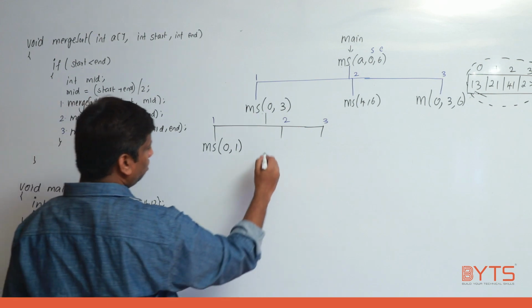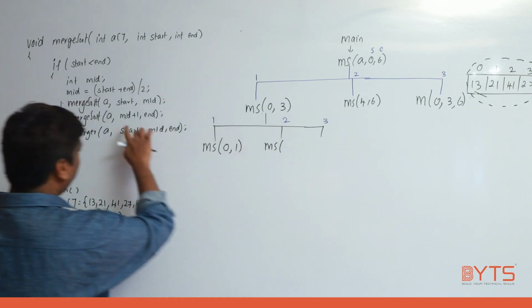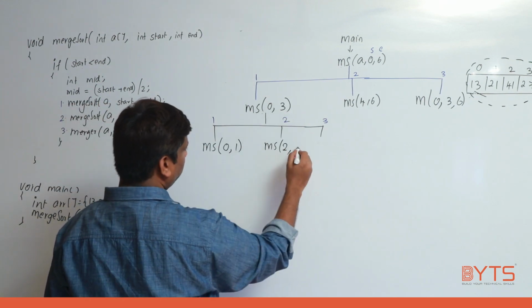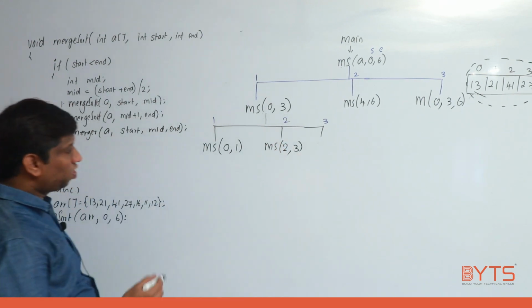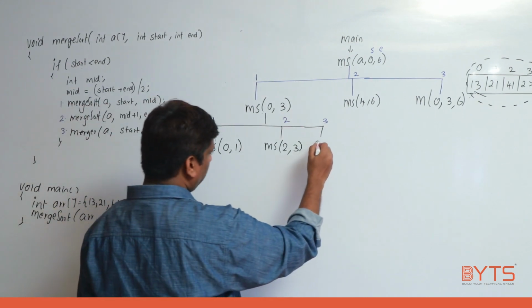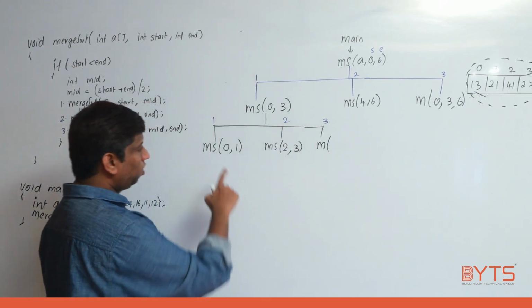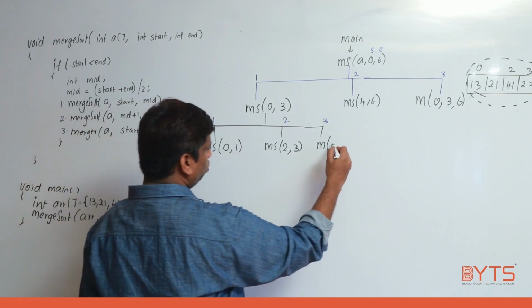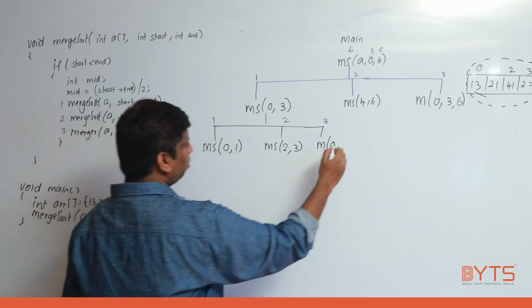Next line will be what? Merge sort of mid plus 1. Mid value is 1, right? 1 plus 1, 2, comma end value is 3 here. Right. Next, what is the next line? Can you please tell? Merge of start to mid to end. Start, mid plus 1, end, right? So 0 comma 1 comma 3.